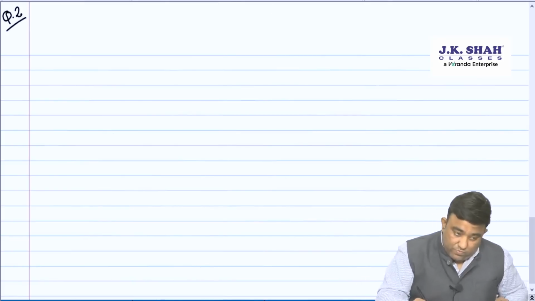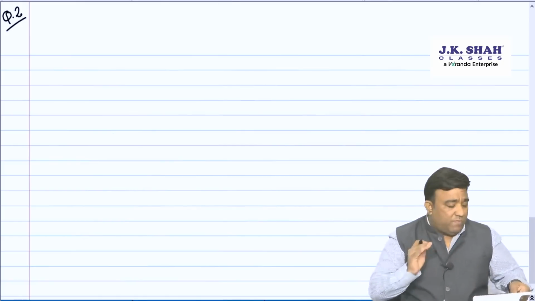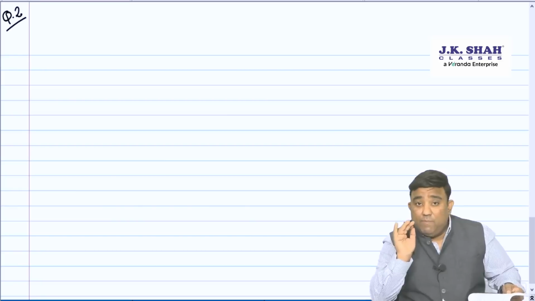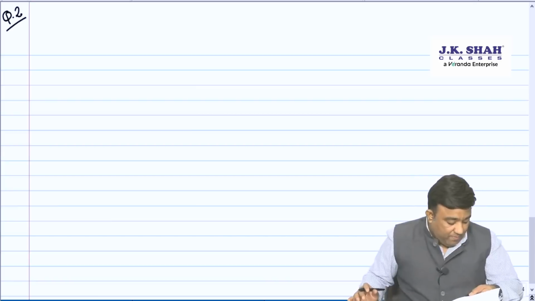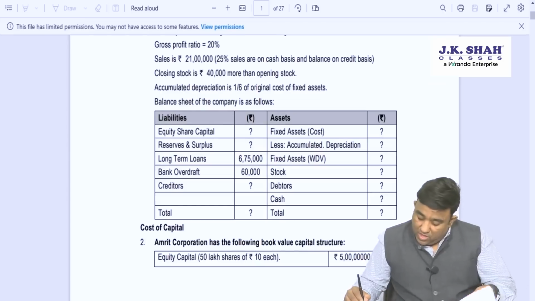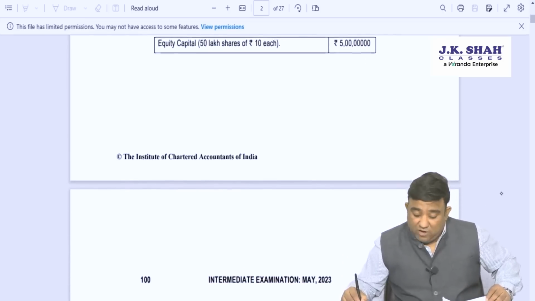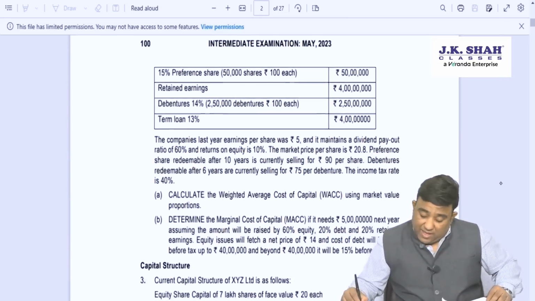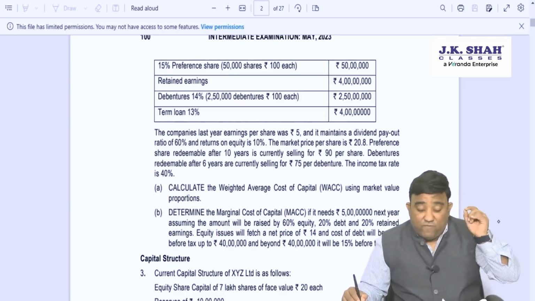Question number 2. Cost of capital. Again, very good example. Student, believe me, this time RTP is amazing. Worth referring twice. Check out cost of capital. Amrit Corporation has the following book value capital structure. Equity capital 5 crore 50 lakh of 10 each. Thereafter preference capital 50,000 of 100 each is 50 lakh. Retained earning 4 crore, 14% debenture of 100 each, that's 2 crore 50 lakh. Term loan is 4 crore.